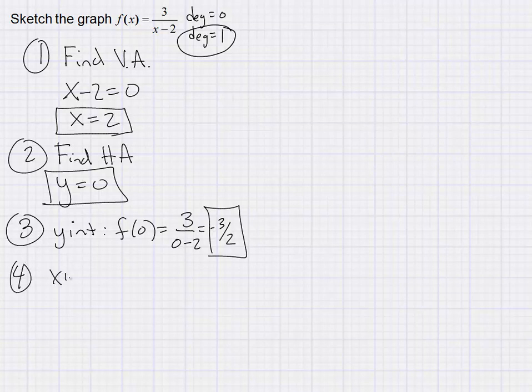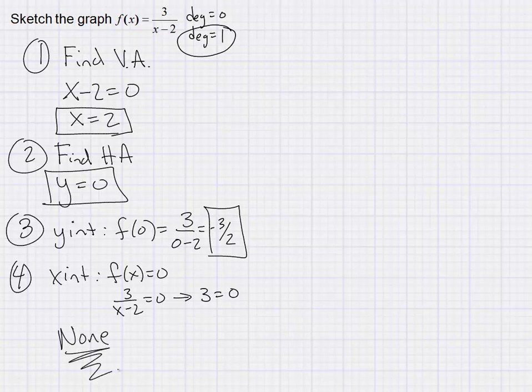Step 4, x-intercept. For the x-intercept, I have to set the whole function equal to 0. But since this function is a rational function, all I really have to do is set the numerator equal to 0. But that numerator is 3. It's never going to be 0. So then there's just no x-intercepts. Alright, so what do we know? We have a vertical asymptote, we have a horizontal asymptote, we have a y-intercept, and no x-intercepts. So this is the stage where you start to really put that graph together.